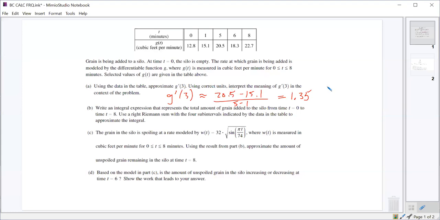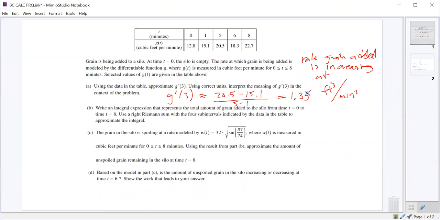We want correct units. This is feet cubed per minute, so feet cubed per minute squared. And within the context, this is the derivative of a rate. So this tells us that the rate that the grain is added is increasing at 1.35 cubic feet per square minute.